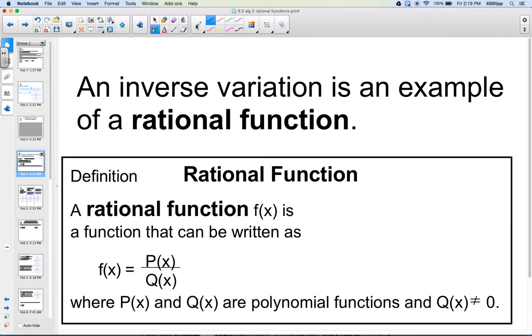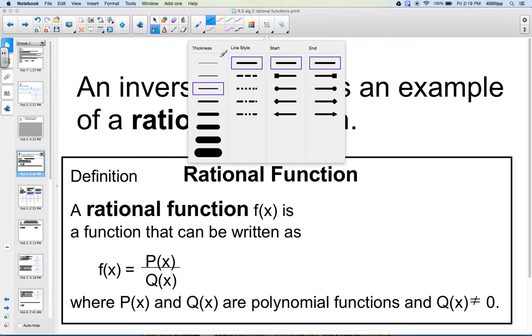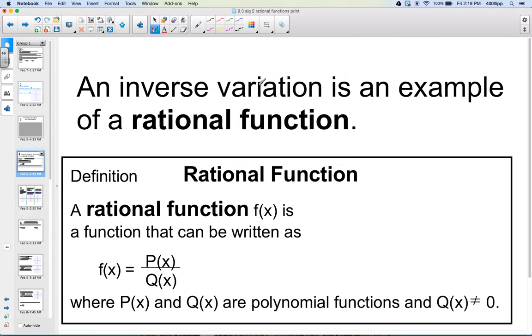So if we have something where it's p of x over q of x, then that means that is two different types of equations and it's a rational function. We know that q of x, the one in the denominator, cannot be equal to 0 because we cannot have 0 in the denominator.